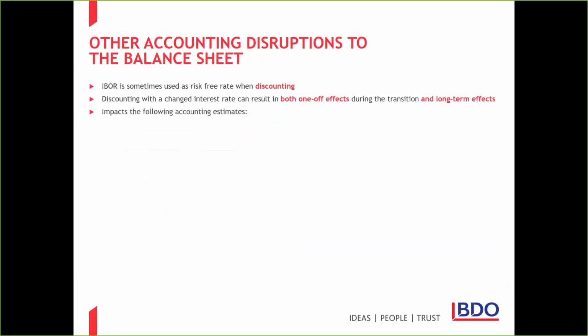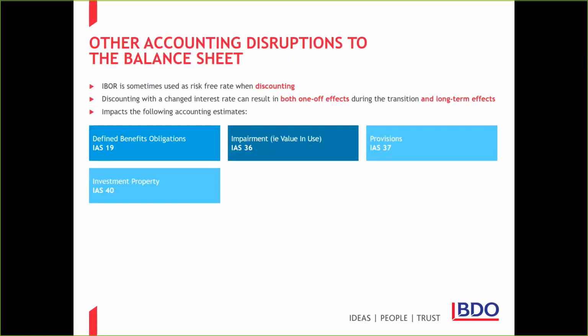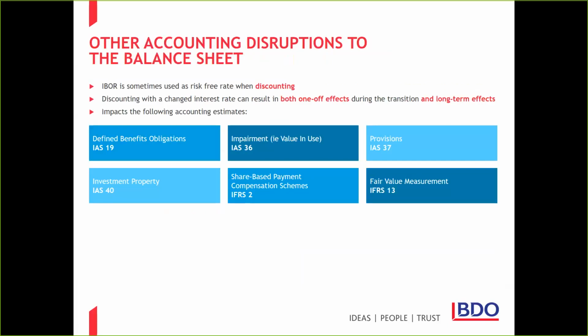Examples of where this might have an impact are as follows: pension liabilities, estimation of the value in use for the purposes of performing impairment testing under IAS 36, discounting of provisions under IAS 37. While unlikely, it could also be used as a factor in fair valuing investment property under IAS 40. It could also be used as a factor in determining the effects of an IFRS 2 equity-settled share-based compensation scheme. More importantly, interbank offered rates are used in discounting some financial instruments so as to estimate their fair value under IFRS 13, including non-current intercompany loans that are interest-free.